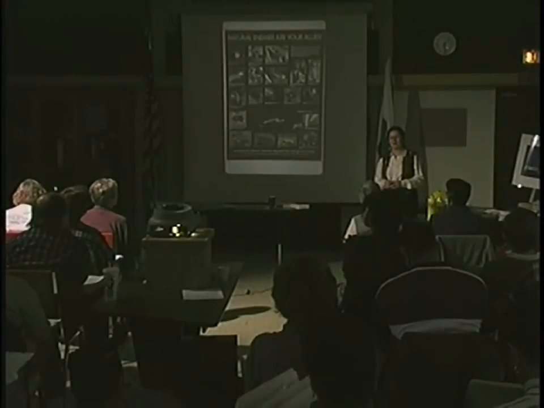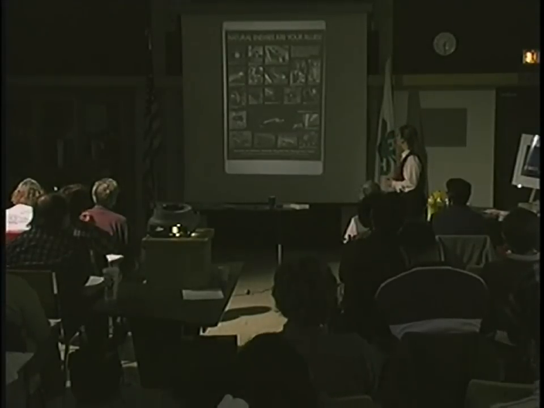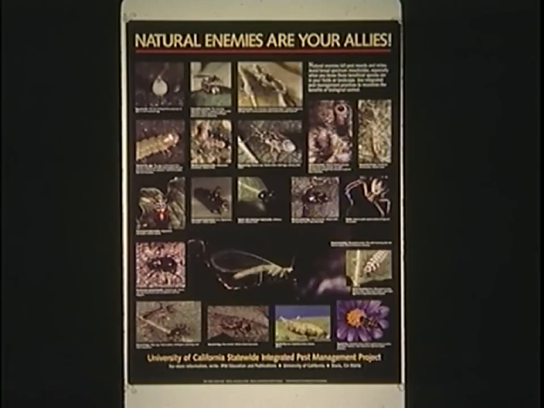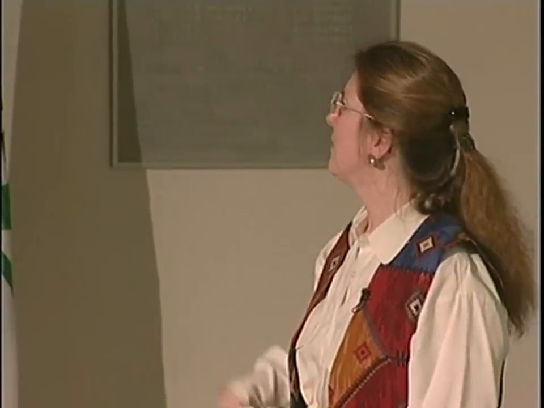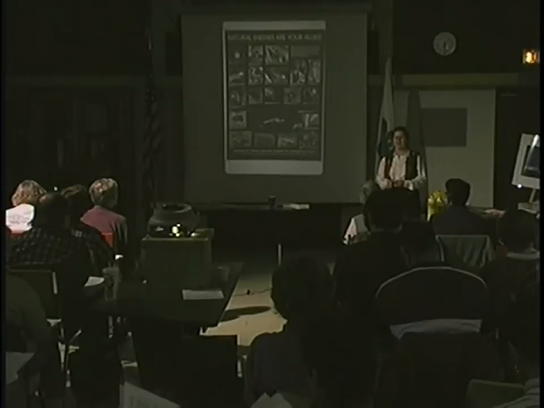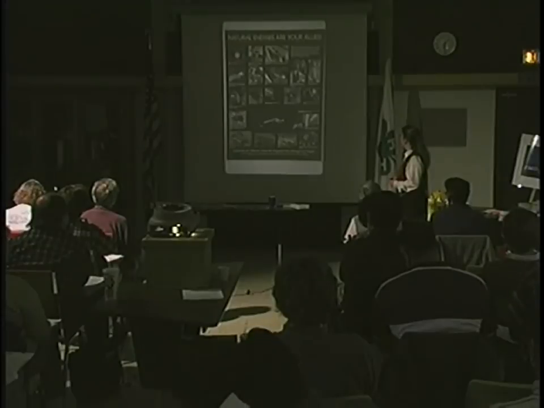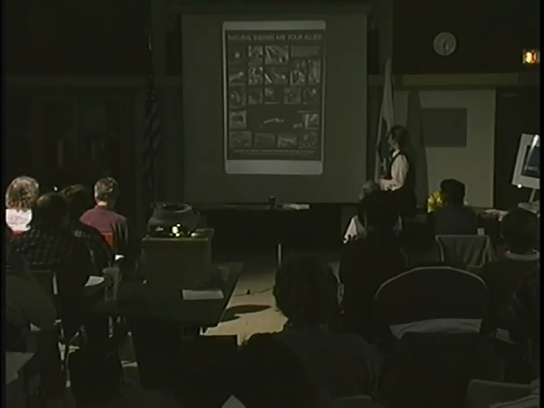Okay, let's talk about biological control for a while. This is a little poster that the universities put out. It's for sale in your county office if you want it. It shows pictures of about 20 of the most common natural enemies that you would see in gardens and farms in California. There's really thousands of potential natural enemies in your garden. You won't always be able to recognize all of them, but these common ones are pretty familiar to many people.